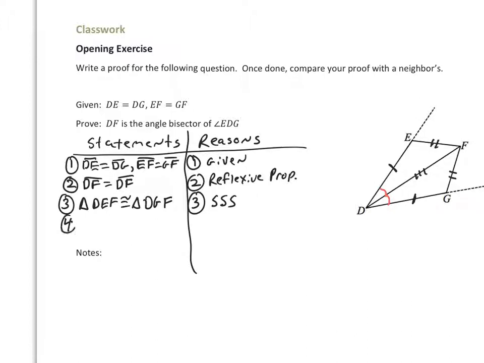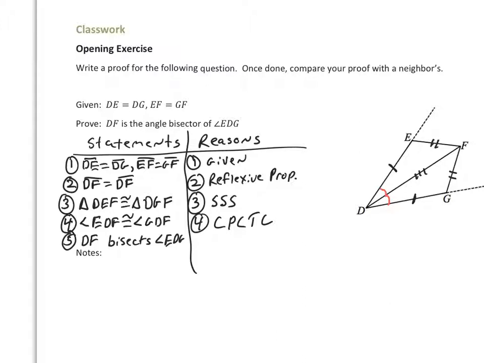And then since those two triangles are congruent, all the corresponding parts are congruent. So I'm going to end up with angle EDF is congruent with angle GDF, and that's because corresponding parts of congruent triangles are congruent. And then for my last statement, which is what I'm trying to prove, DF bisects angle EDG, and that's just the definition of bisector.